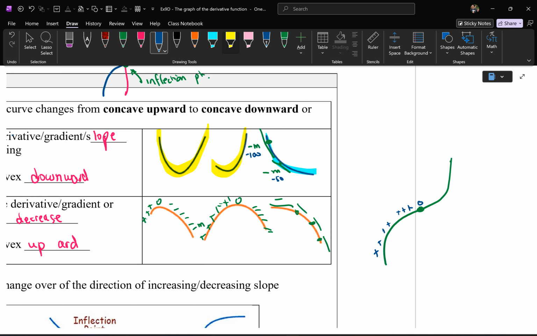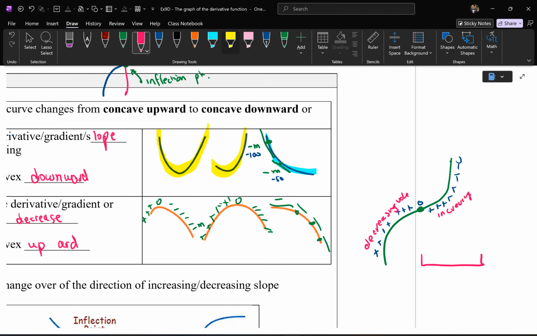So this is now concave downwards. Versus this one, it goes from 0 and it's increasing. See that section? Because it's increasing in gradient. And I know this is still positive, positive, positive, but one is decreasing in value, one is increasing in value.